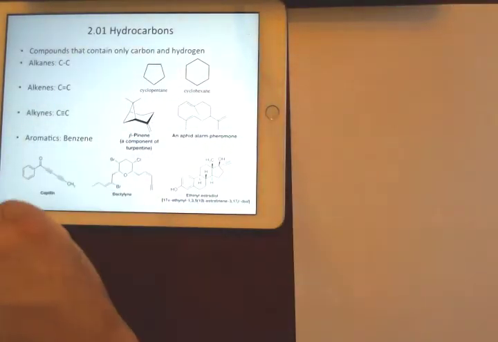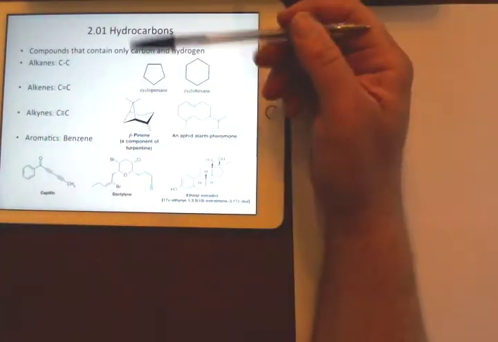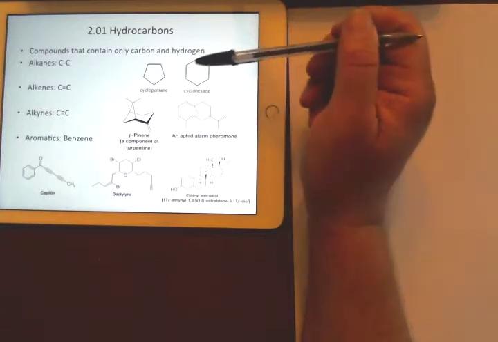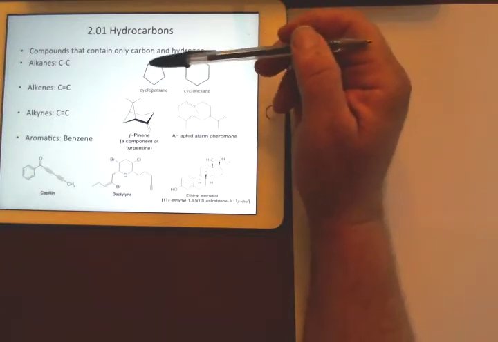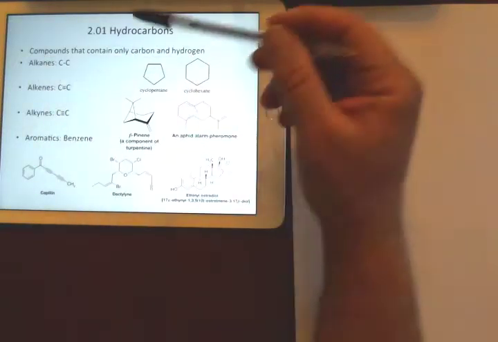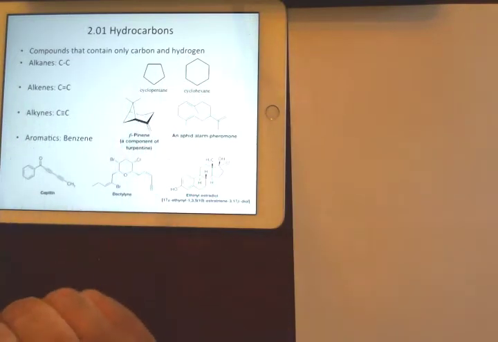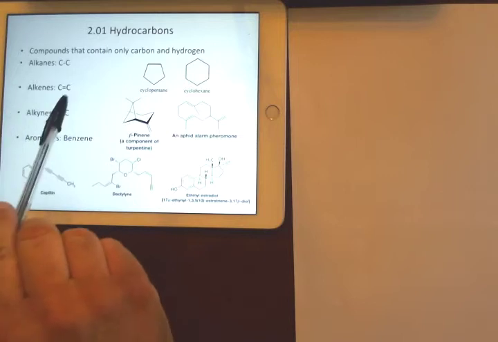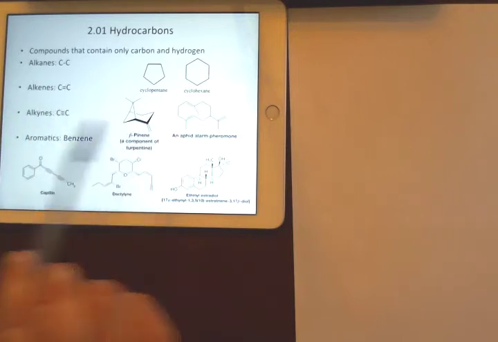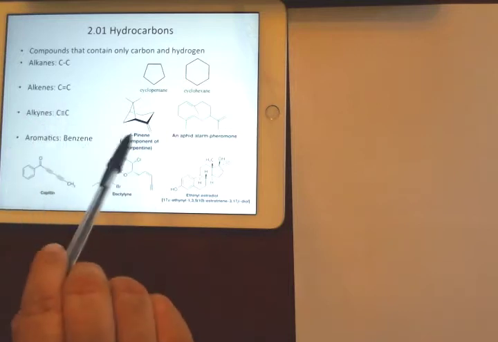And so the simplest ones only contain carbon-carbon single bonds. So in this case, these two rings, they are called alkanes. We'll talk about how to name these in coming chapters. If there's a carbon-carbon double bond in there, they're called an alkene, and a triple bond, it's an alkyne.